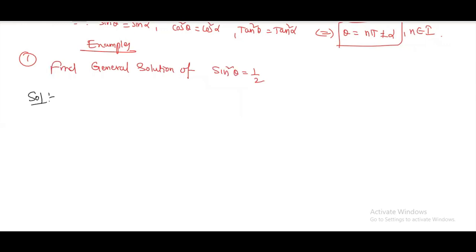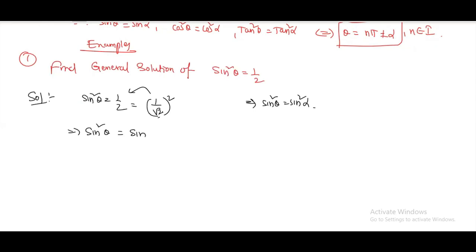So here we have sin square theta is equal to 1 by 2. So this I have to convert to sin square theta is equal to sin square alpha. So how to convert? For this 1 by 2, I will write 1 by root 2 whole square. So 1 by root 2 whole square is 1 by 2 only. So this is how we can change. Then 1 by root 2 in sin terms is sin 45, so we can write it as sin pi by 4 whole square, which can be written as sin square pi by 4.